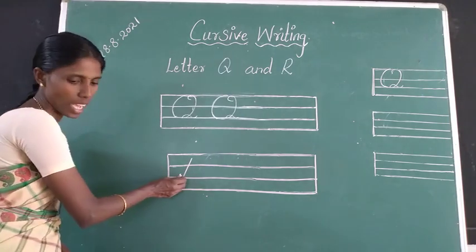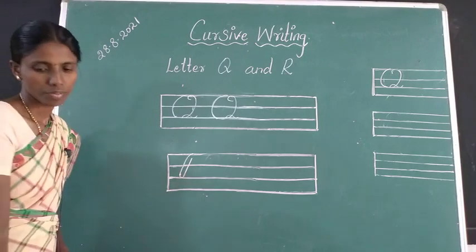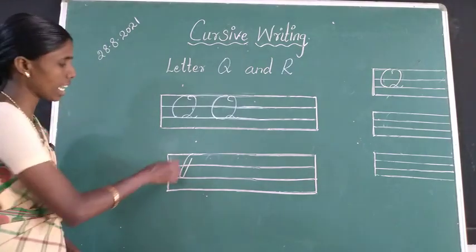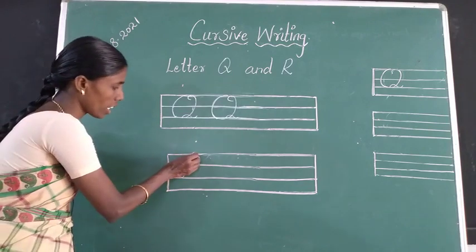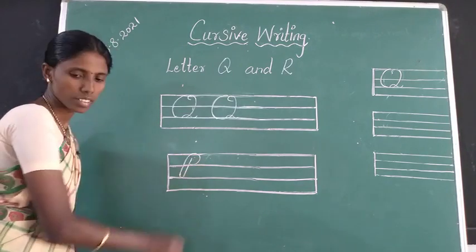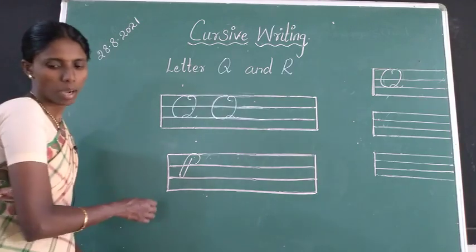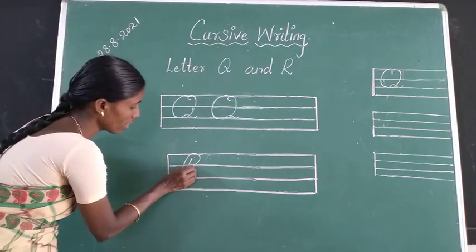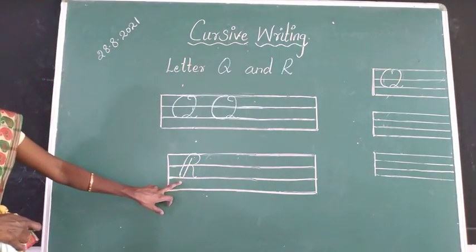Okay. Then turn it back. Then go up with the slant line till top line. Then make a curve till second line. Come down with a curve line till third line. This is capital letter R.